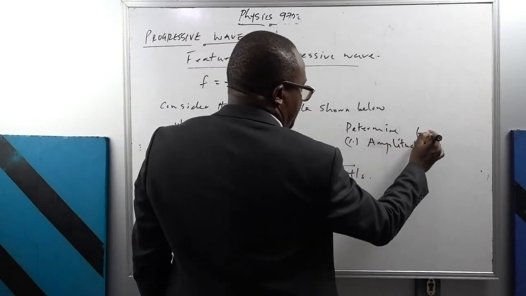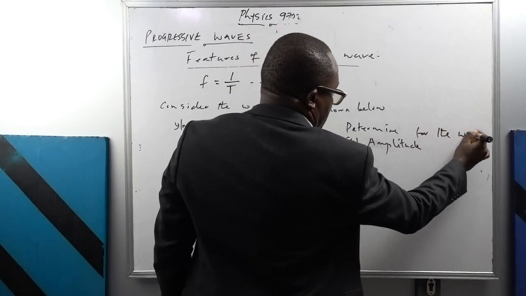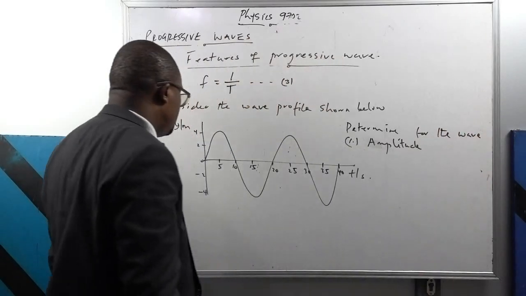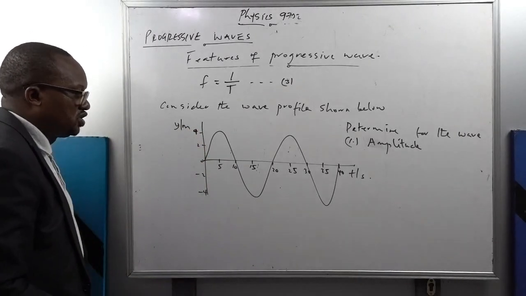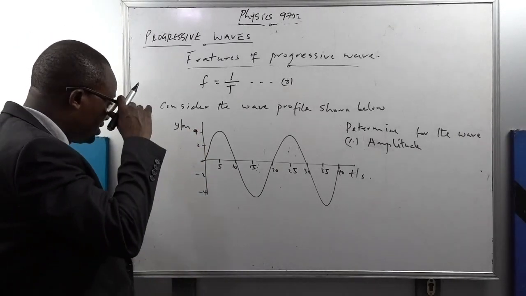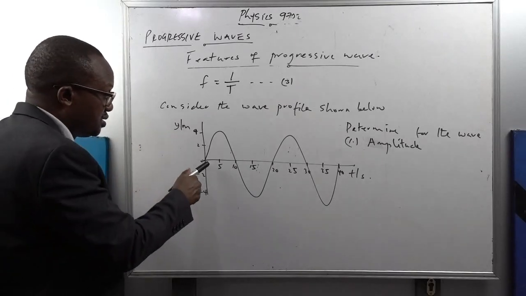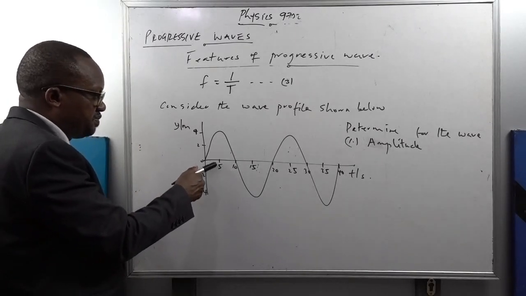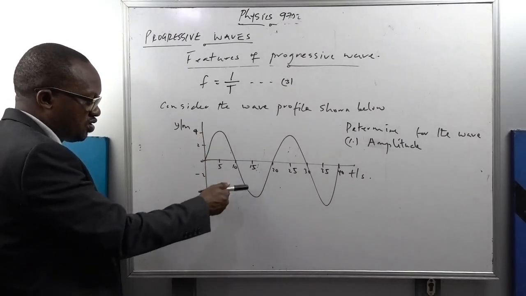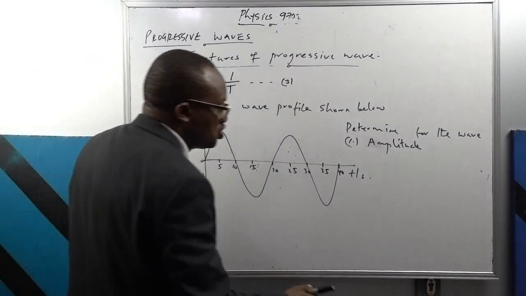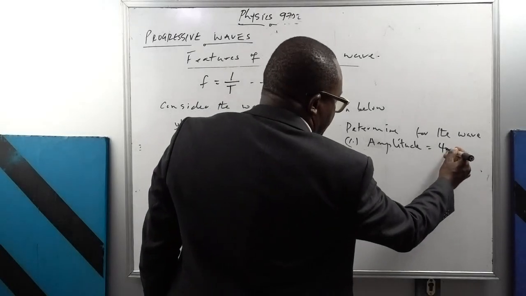Determine for the wave, one, amplitude. What is amplitude? Amplitude is the maximum displacement from the equilibrium position. So the amplitude is 4 above the equilibrium position or 4 below the equilibrium position. So amplitude is 4 meters.